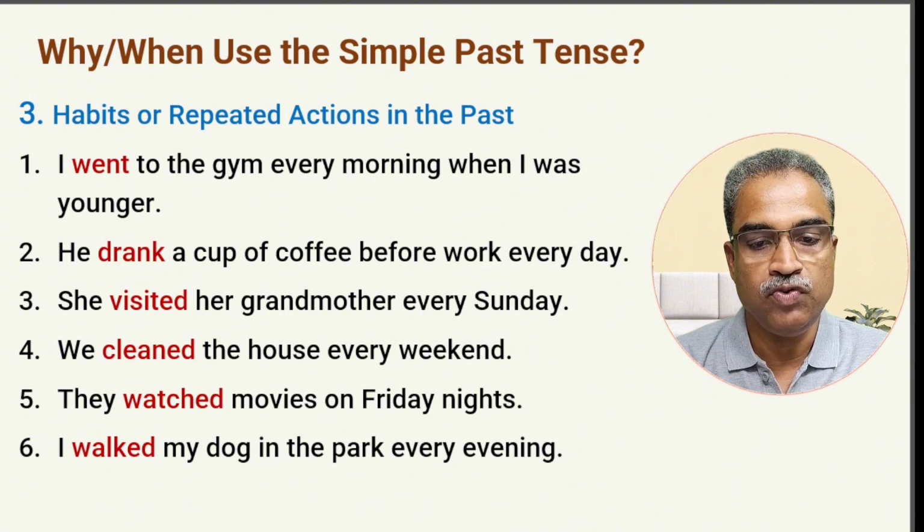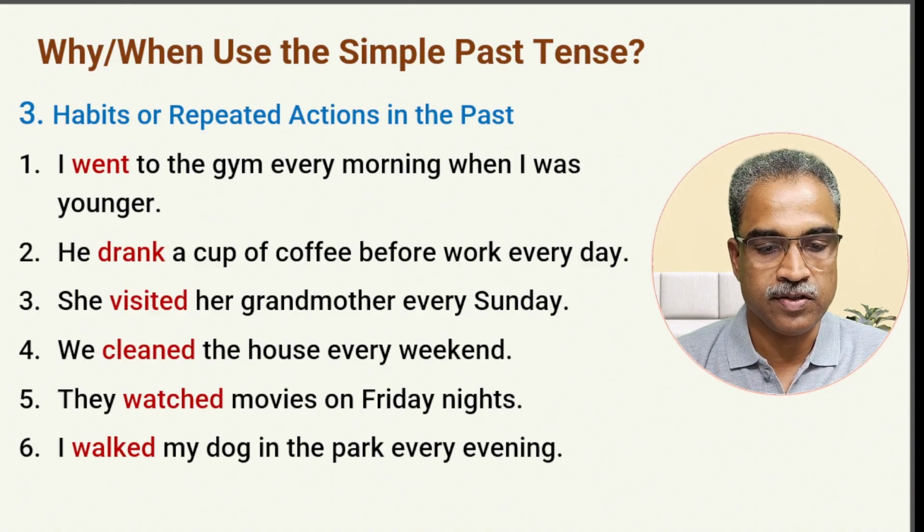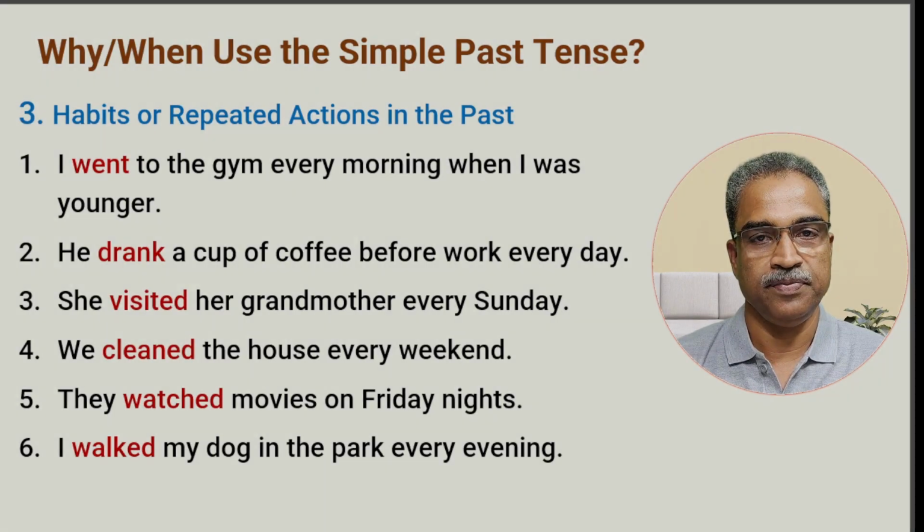They watched movies on Friday nights. That was their habit. On every Friday, they used to watch. So simply we can say they watched movies on Friday nights. I walked my dog in the park every evening. That was my habit. I used to take my dog for an evening walk in the park. So I walked my dog. Walk, walked, walked. V2 form. So that is habits or repeated actions in the past.